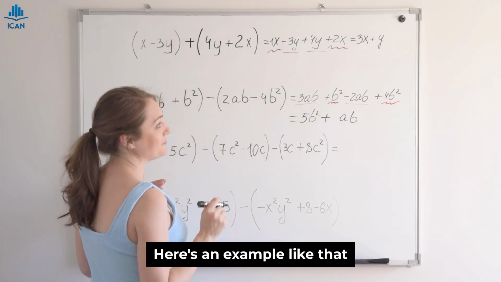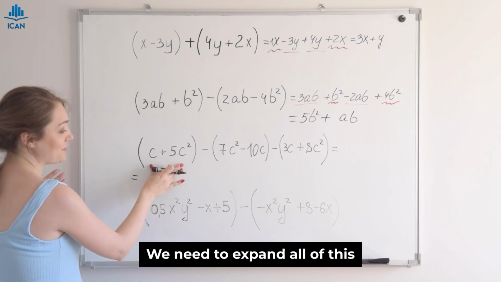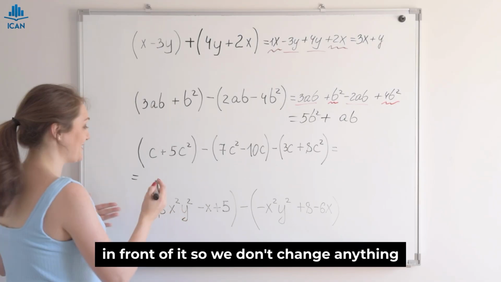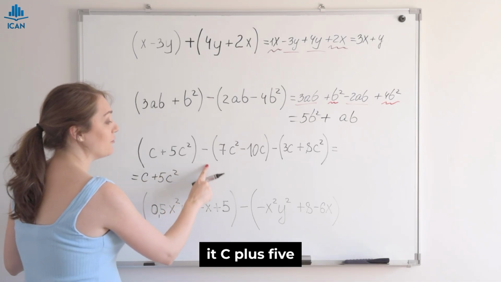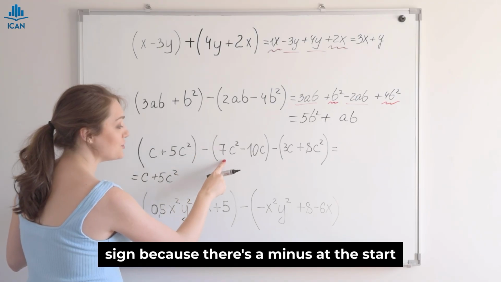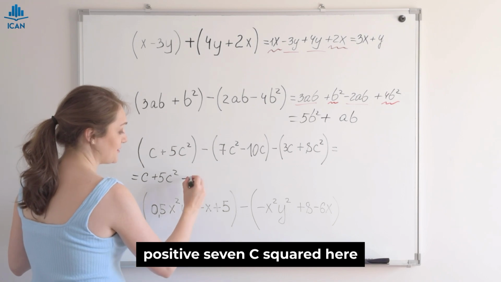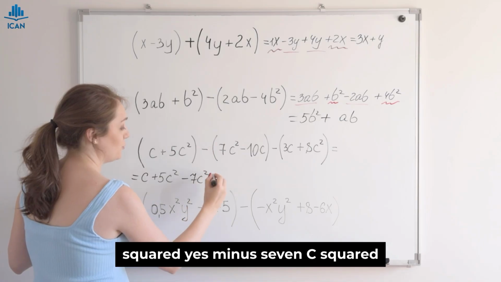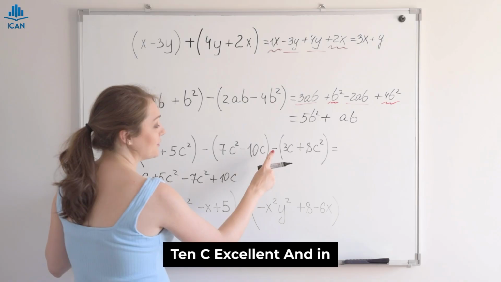Here's an example like that. Look, here's a polynomial with 3 sets of brackets. We need to expand all of this. Let's begin. The first bracket is the simplest. There's no minus in front of it, so we don't change anything. No sign change, just rewrite it. c plus 5c squared. In the second bracket, we need to change the sign because there's a minus at the start. So if we have positive 7c squared here, when we change the sign, it becomes negative 7c squared. Minus times minus gives plus. Change the sign. 10c. Excellent.